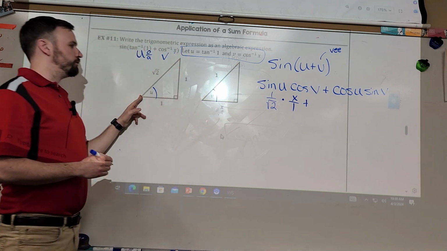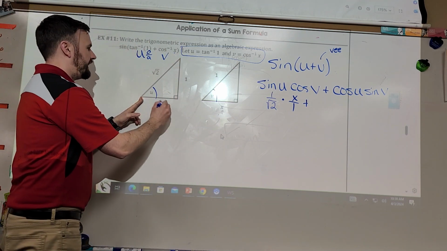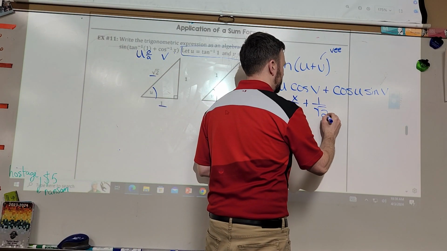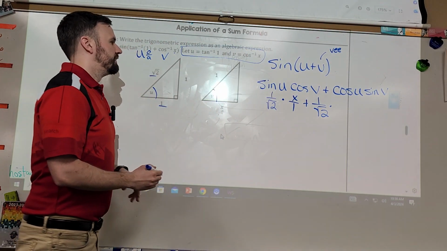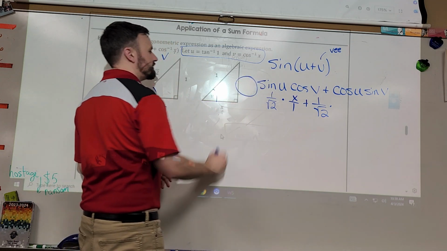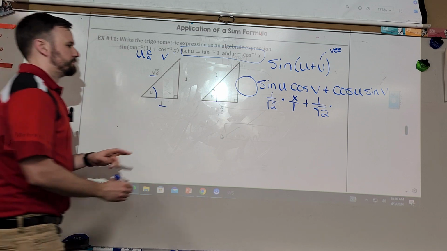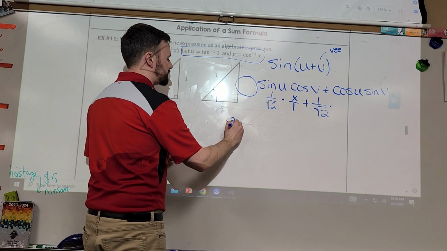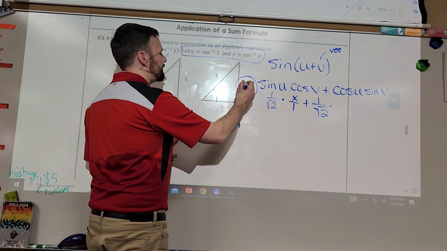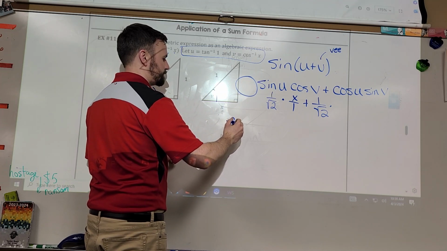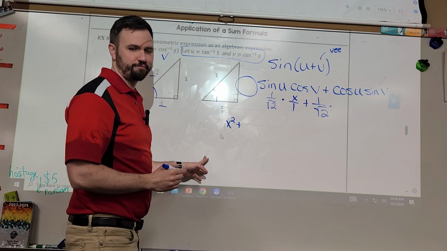What's cosine of u? Adjacent over hypotenuse, so it's 1 over root 2. And now what's sine of v? Uh-oh, SpaghettiOs. Can I find that missing side? What's x squared plus, what letter do you guys want to use here? W.